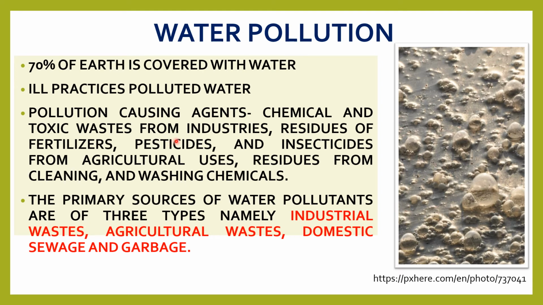The primary sources of water pollution are divided into three types. We have industrial waste, agricultural waste, and domestic sewage and garbage. All these are the major primary sources of water pollutants.